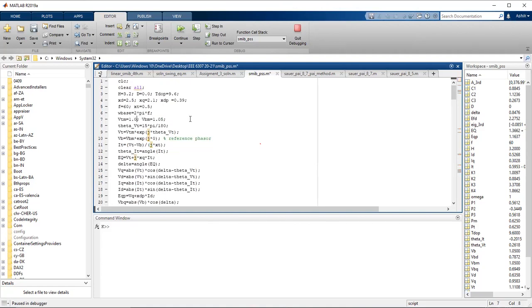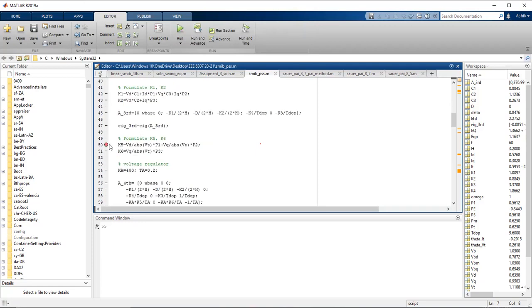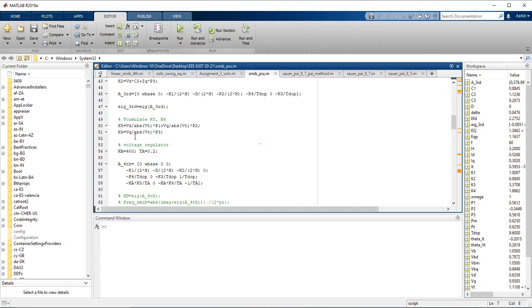So let's take it back to where it was. Then again, it is the same value as we started with. So let's continue. Then we make the calculation for formulation of K5 and K6. So the K5 and K6 are calculated. Then we take the value as mentioned in that example.